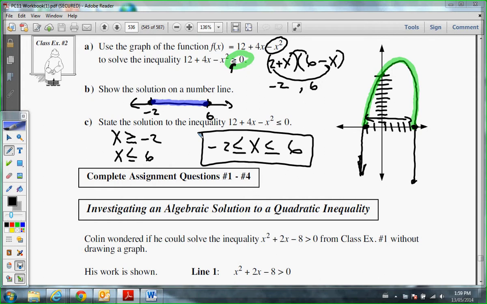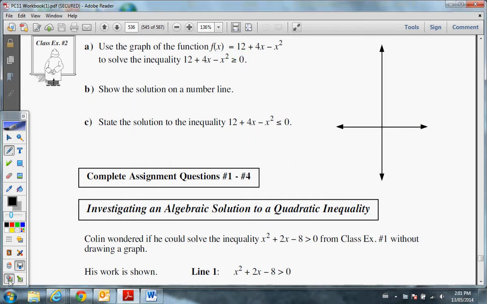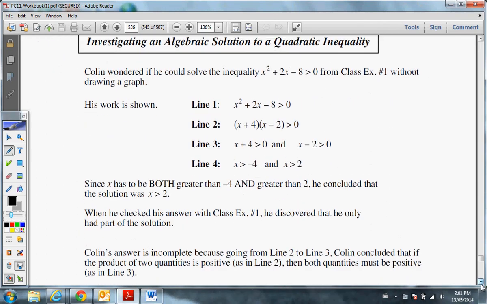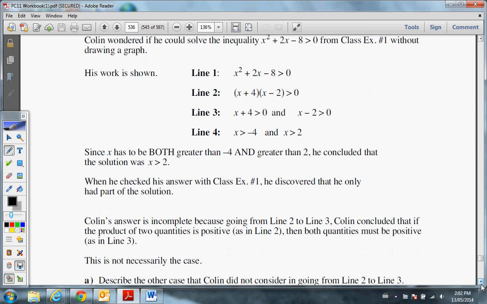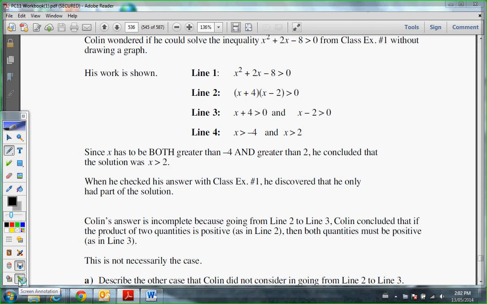All right. Let's go ahead and investigate the problem here at the bottom and see what we can figure out. Colin wondered if he could solve the inequality x squared plus 2x minus 8. We've already done this one, but now we're going to do it without using a graph. His work is shown. He did x squared plus 2x minus 8 is greater than 0, broke it down, and then he did x plus 4 greater than 0 and x minus 2 greater than 0.